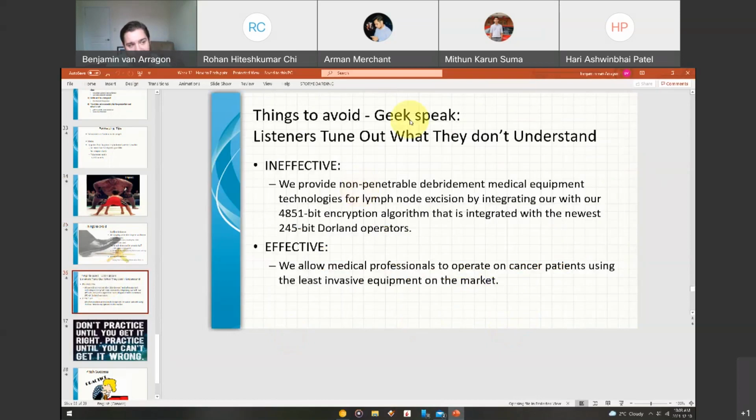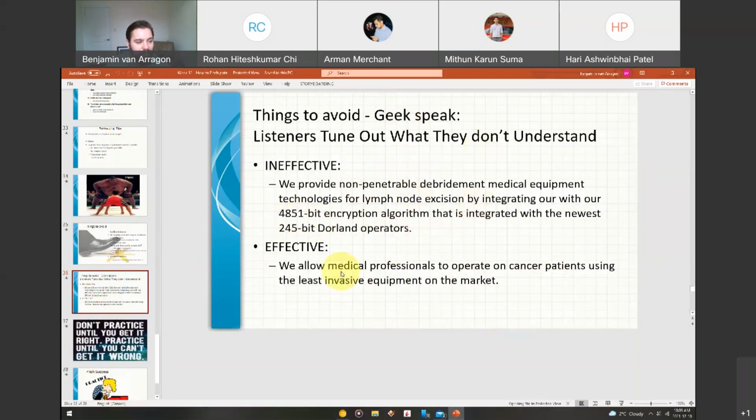Try to avoid geek speak. So what that means is stuff that the listener won't understand. You don't need to get into how you programmed everything and the language that you used and why you decided to do this function or whatever. You don't need to say we used 4851-bit encryption algorithm, right?